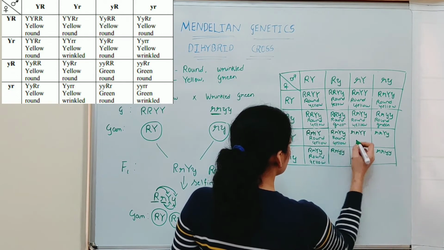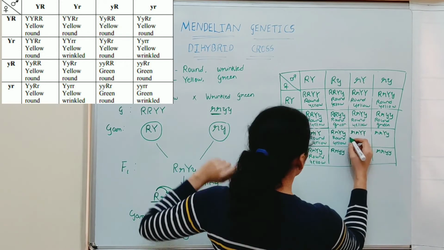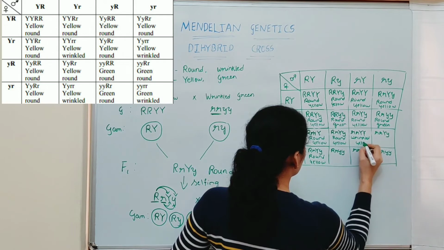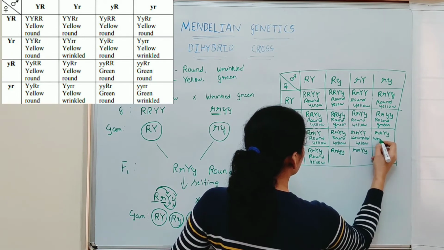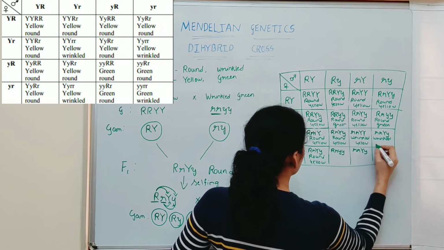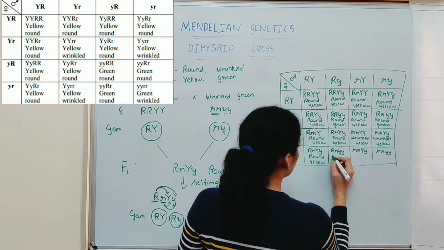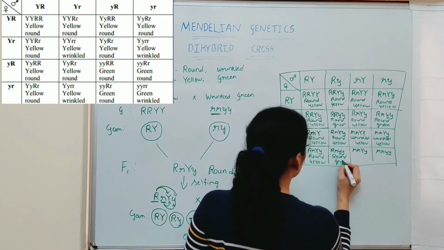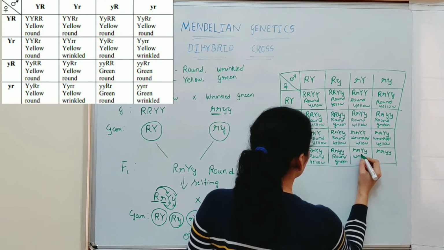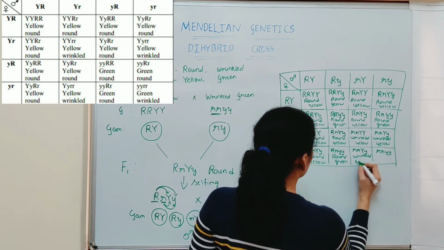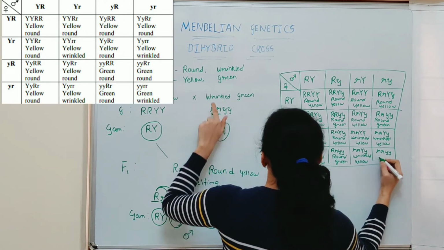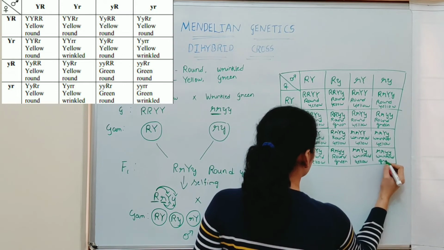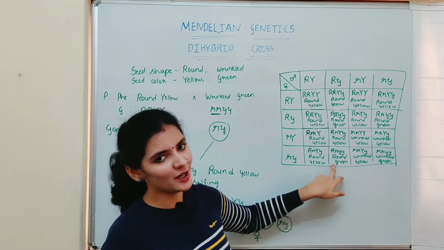Yellow. Here small r is for wrinkled. Wrinkled yellow. Again here wrinkled yellow. Here round, small y is for green. So green. Again here wrinkled yellow. Here wrinkled green, same as that of the parent. Wrinkled green. So these are the phenotypes of the F2 plants.